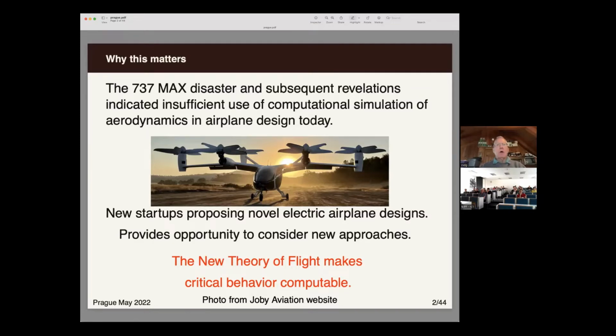Lots of things going on in new aircraft, and so we need to get computational simulation of fluid flow more into the critical path of this airplane design. And the new theory of flight, which I'll talk about, makes critical behavior computable. So we'll get to that.